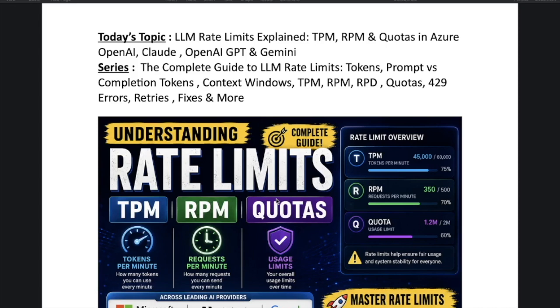Most developers think hitting a 429 error means they have exceeded their quota. That's often not true. If you don't understand TPM, RPM, and quotas, you'll keep running into rate limits no matter which LLM provider you use. In the next few minutes, I'll explain these concepts in a way that is simple, practical, and easy to remember, so you know what's happening behind the scenes.